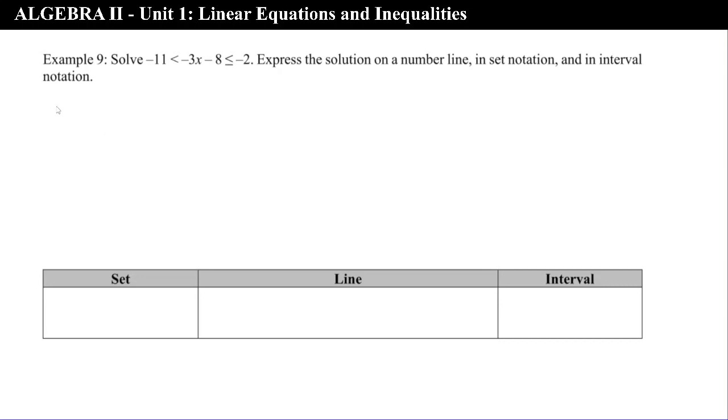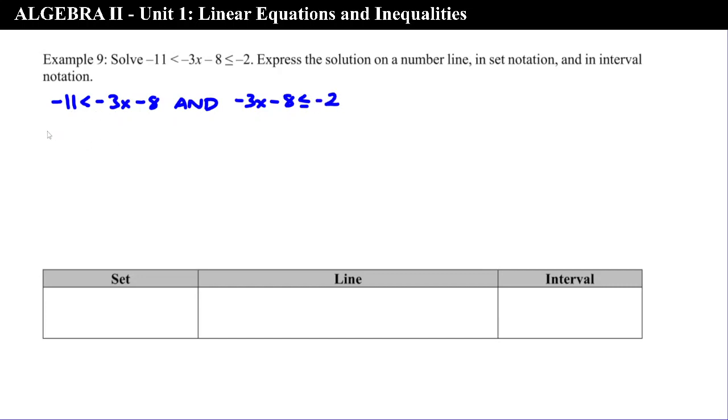So let's do it the traditional way first. Let's split it up into two simple inequalities. So you've got negative 11 is less than negative 3x minus 8, and you have negative 3x minus 8 is less than or equal to negative 2. Well, we can solve these individually.